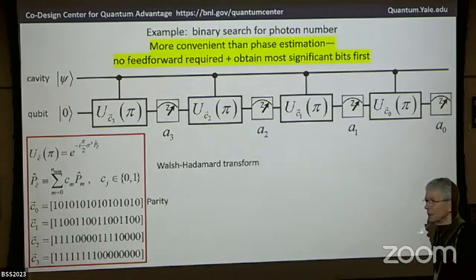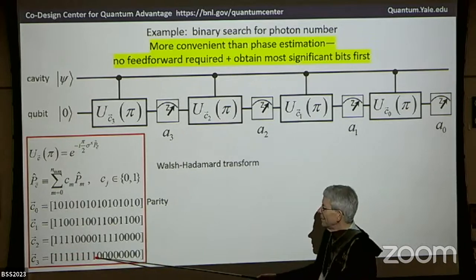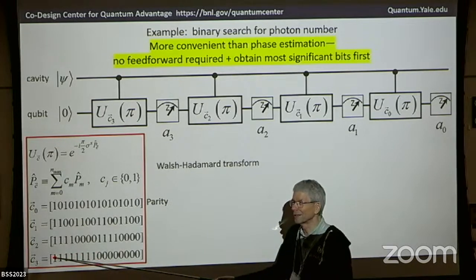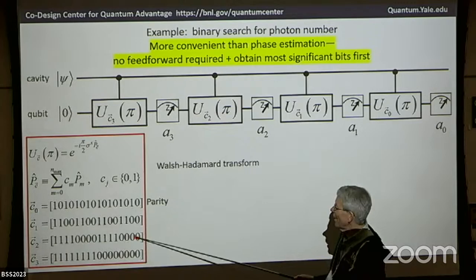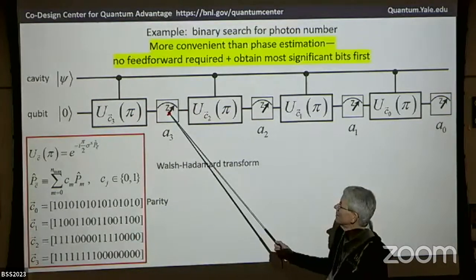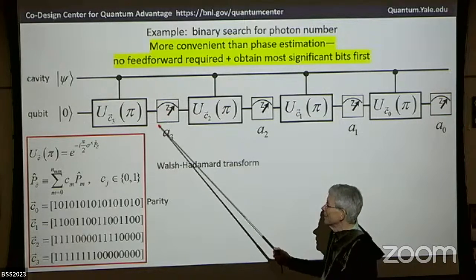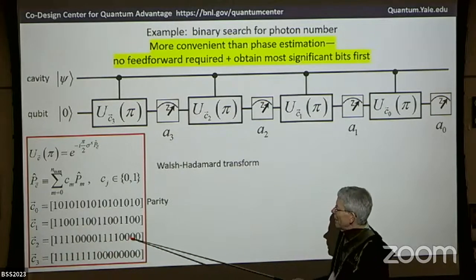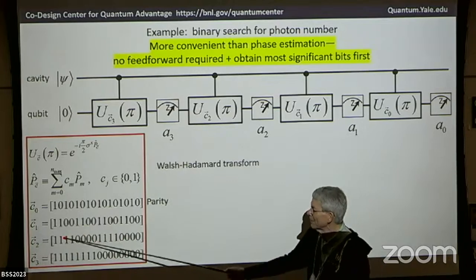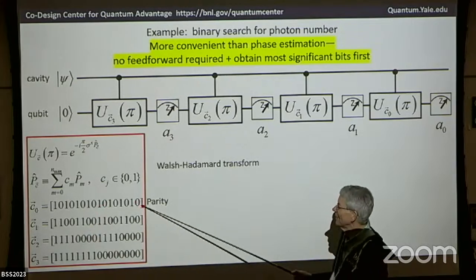Okay, so here's how I'm going to do my binary search. I'm going to apply tones that will flip the qubit if the photon number is in the upper half of the list. Then, that's here, and I'm going to measure. Remember, it's a QND measurement. I don't eat up any photons in measuring this kind of super parity. Then I'm going to measure, are you in the upper half of the upper half or the lower half of the upper half, et cetera, until finally, are you even or odd?